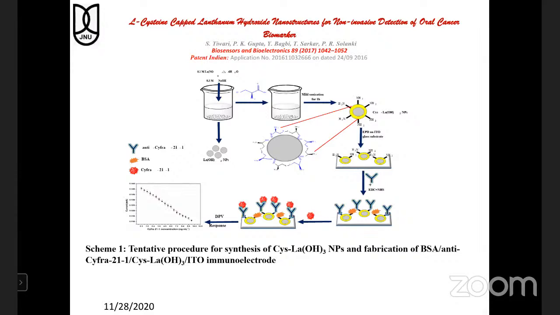Once that electrode was fabricated, the antibodies were immobilized using EDC NHS chemistry. In this case, the carboxy group of the antibody surface binds with the amine group of the functionalized nanoparticles, and an electrostatic interaction takes place onto the electrode surface.